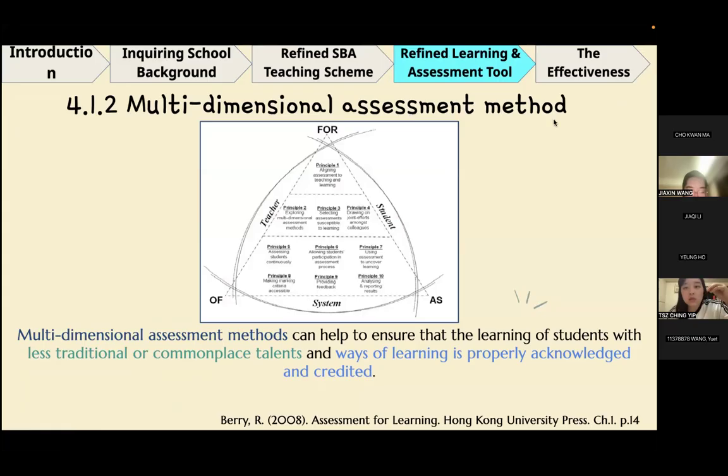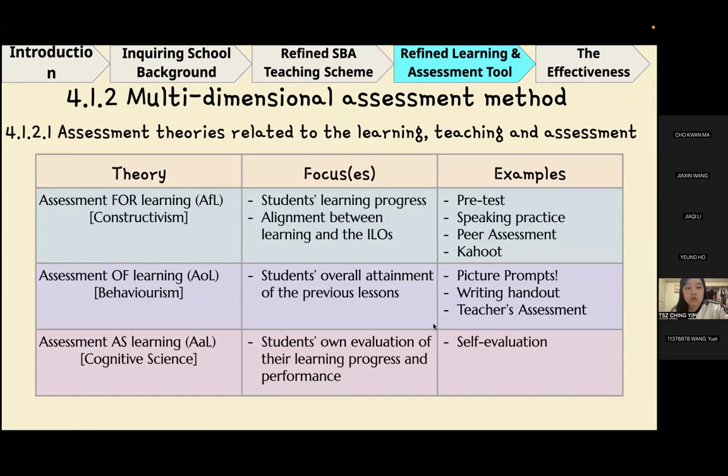For the multi-dimensional assessment method, we quoted Barry's quote, which is that it can help to ensure that the learning of students with less traditional or commonplace talents and ways of learning is properly acknowledged and credited. And therefore, there are some assessment theories that are related to learning, teaching, and assessment. And the theory is shown as well. For assessment for learning, we focus on students' learning progress and the alignment between learning and the ILOs. For example, we provide pre-test, speaking practice, peer assessment, and Kahoot for students.